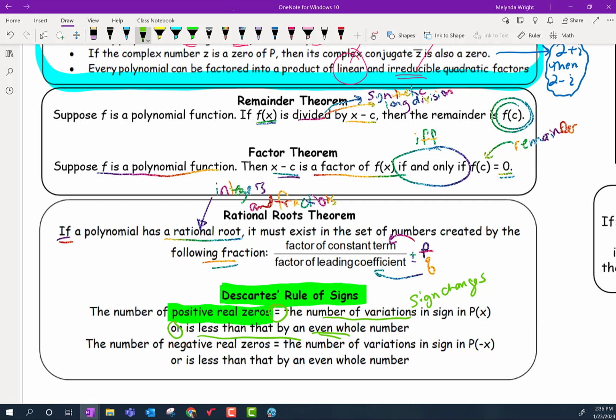Then the number of negative real zeros is going to be equal to the number of variations or sign changes of p of negative x, or is less than that by an even whole number. And I'll explain that when we do the problem. So that's the rule. Okay, that's the rule. How we doing? Okay. So let's look at the other side of this information page.